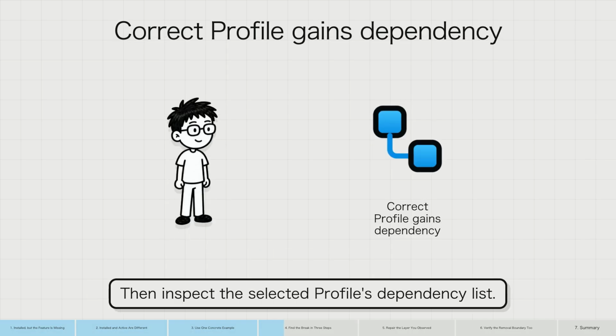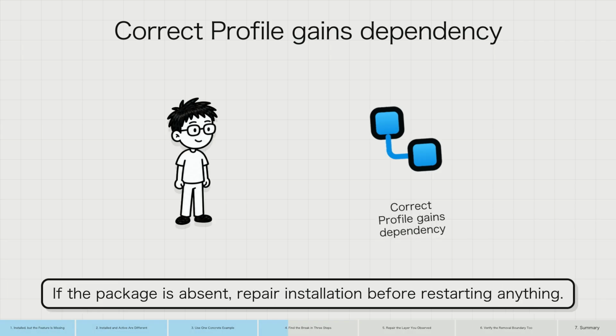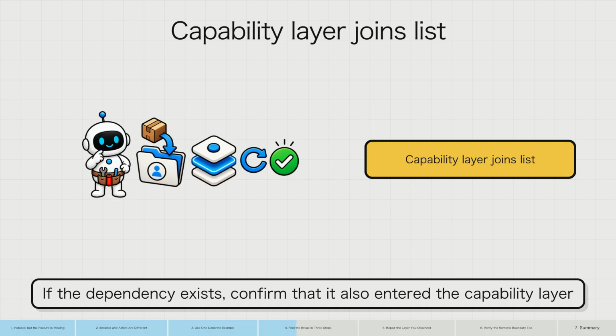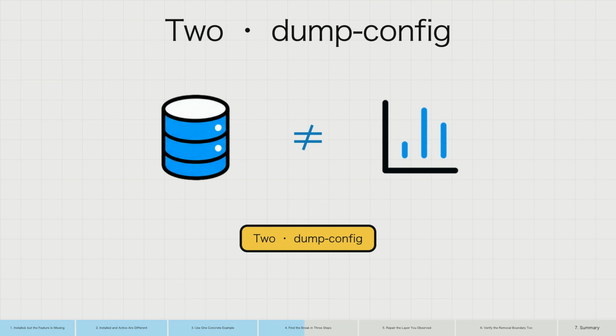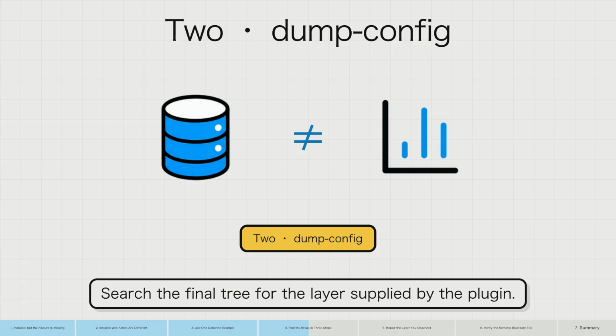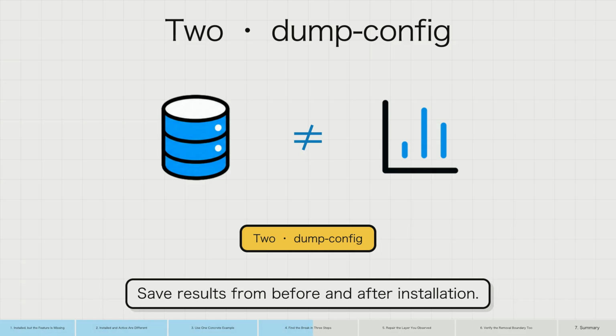Then inspect the selected profile's dependency list. If the package is absent, repair installation before restarting anything. If the dependency exists, confirm that it also entered the capability layer list. Step 2. Dump the configuration. Search the final tree for the layers supplied by the plugin. Save results from before and after installation.